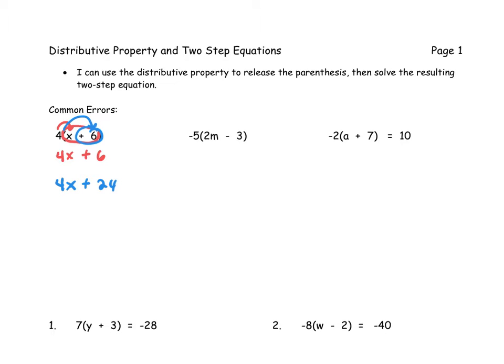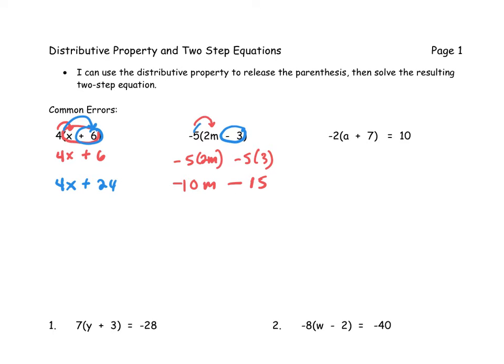The next error is to get negative 5 times 2m, which would be negative 10m, and then to take negative 5 times 3 and write that as negative 15. So here's where the error is. We have to recall that this is a negative 3. We're going to use our minus 3 like it's a negative 3.